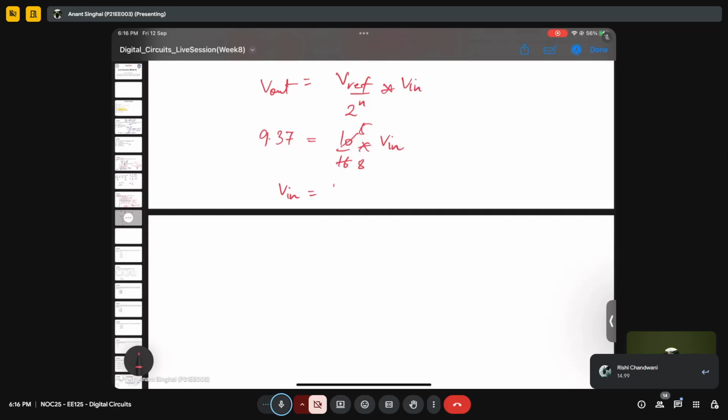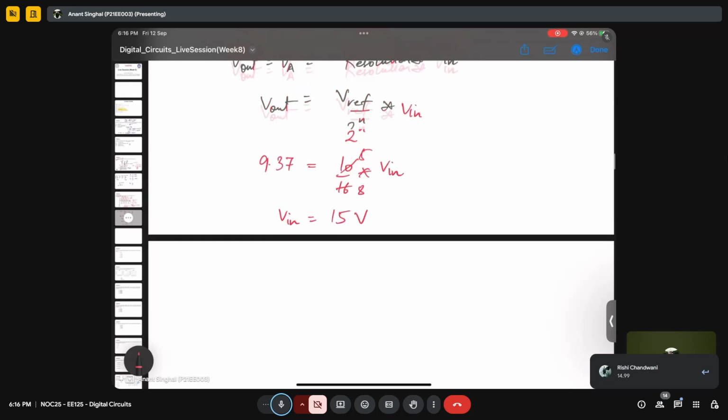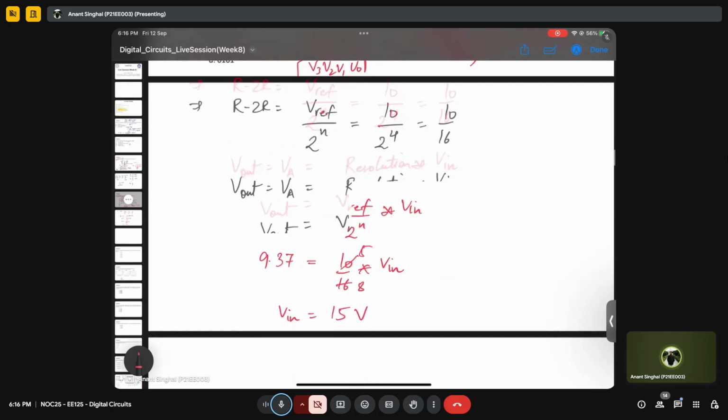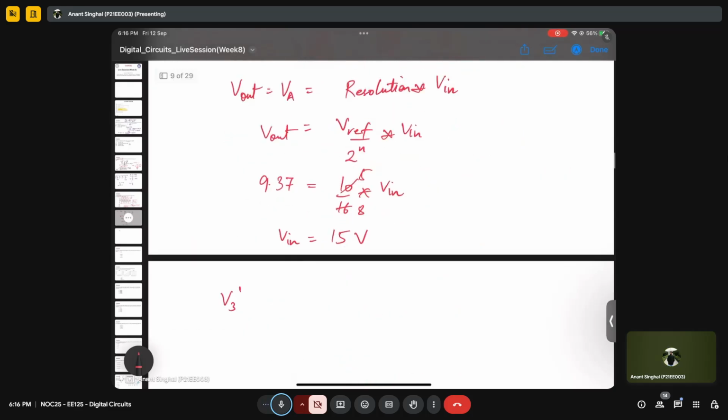Okay. So we are getting a Vin of 15 volts. So basically, we have the input of 15 volts. So we need to write, first of all, that in digital. So V3, V2 dash, V1 dash, V0 dash. It should be 1111.